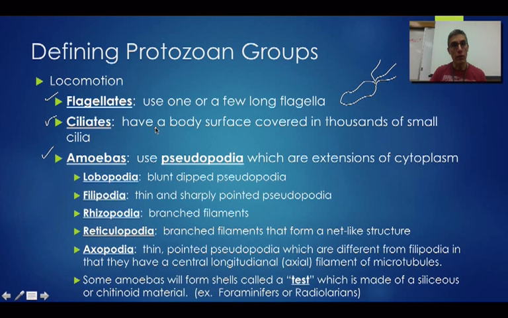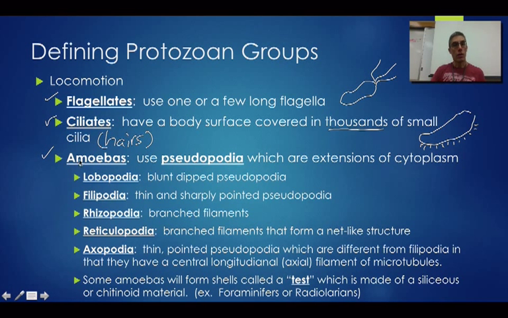If you're a ciliate, you have a body surface that is covered in thousands of small cilia, which are like little hairs. So you would have an organism that might look like this, and its body is covered in lots and lots of little hairs. What's different between the ciliates and the flagellates is that all of these cilia move somewhat in unison, and that gives these types of protozoans a little more flexibility in how they move through the environment.